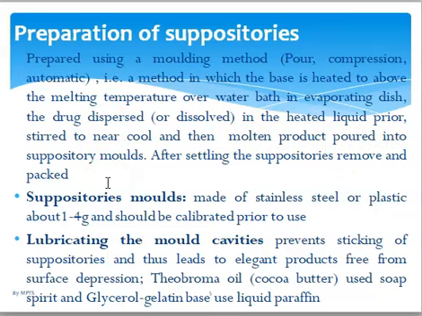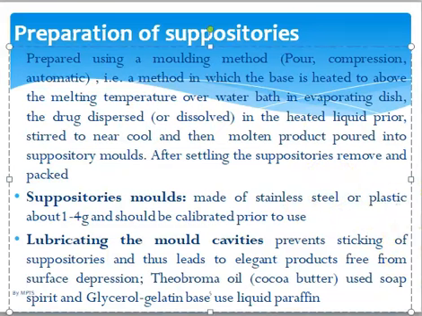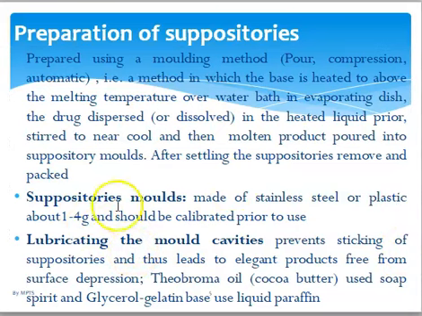And of course, then the molten product is poured into molds, in excess. After settling, you trim off, and then you remove from the cavities, and then you pack. Of course, the molds can be made of stainless steel, which are the common ones we have in schools. We also have plastic ones, which are single use. However, for all molds, it's important to first calibrate the mold before use.